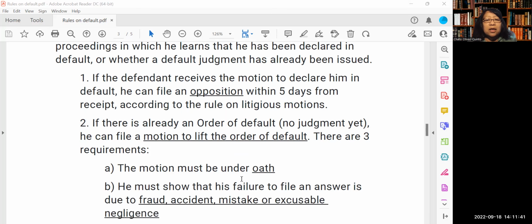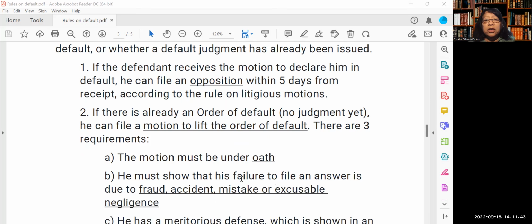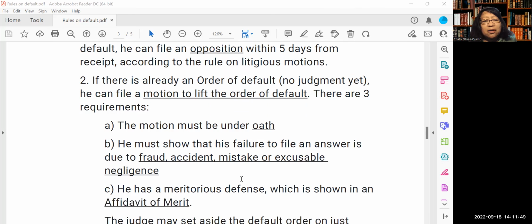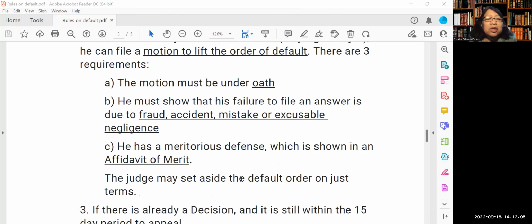Number 2, kung ang natanggap niya order of default, pero wala pang judgment, he can file a motion to lift the order of default, and there are 3 requirements. Number 1, the motion must be under oath. Number 2, the defendant must show that his failure to file the answer is due to fraud, accident, mistake, or excusable negligence. And number 3, that he has a meritorious defense, which he must prove through an affidavit of merit.